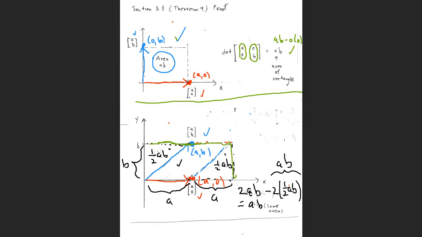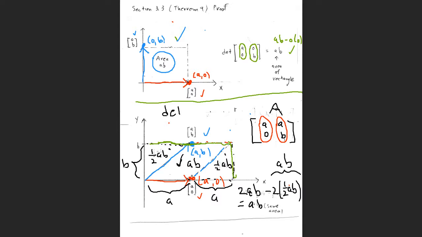So geometrically speaking, if you think about a matrix A that has column vectors A0 and AB, the parallelogram here with those two column vectors in that matrix A has area A times B. Okay, that's fine.